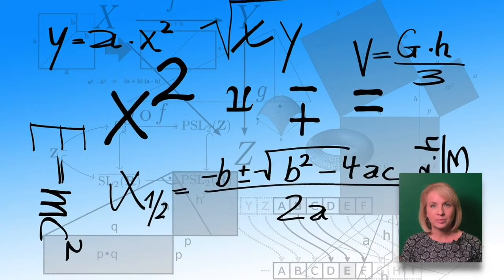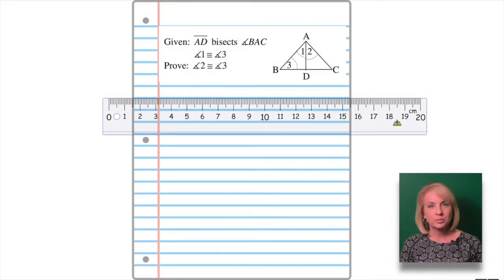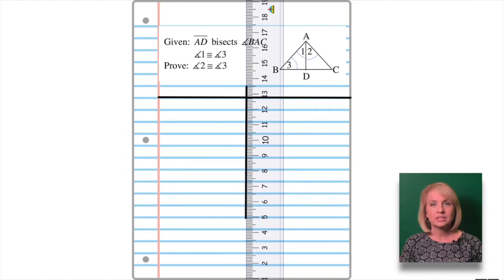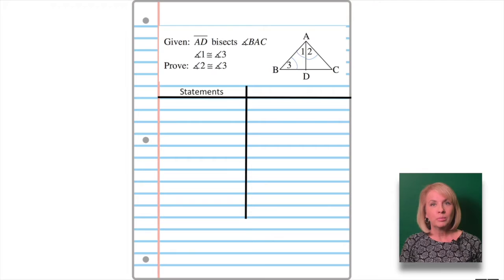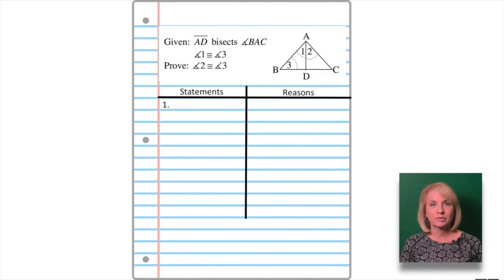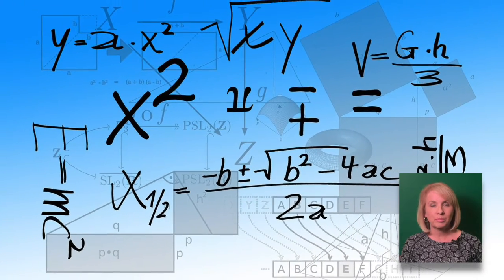We are ready to set up the two-column proof, which we do by drawing vertical and horizontal lines as shown. We head the columns as statements and reasons. Remember that statements will be your conclusions and the reasons will be your justifications. To start, we number the first statement and write down the given information. For the reason, we simply write the word given. We continue to number each step as we go.